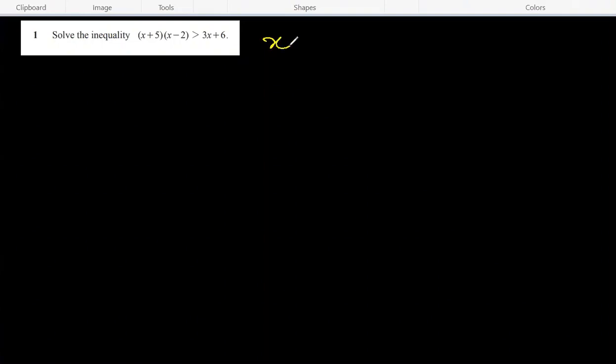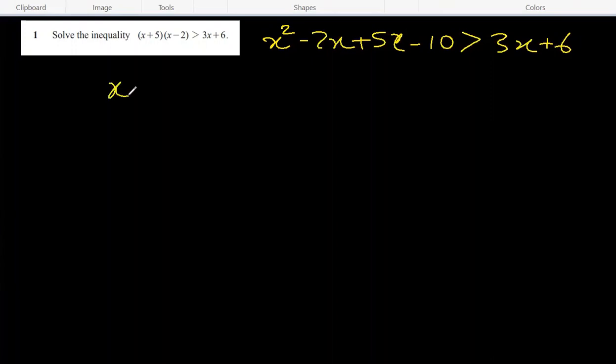So we will open the left side first. It will become x squared minus 2x plus 5x minus 10 greater than 3x plus 6. And now collect everything to the left side. So x squared minus 2x plus 5x minus 10 minus 3x minus 6 greater than 0.